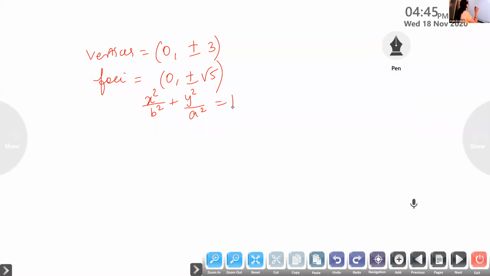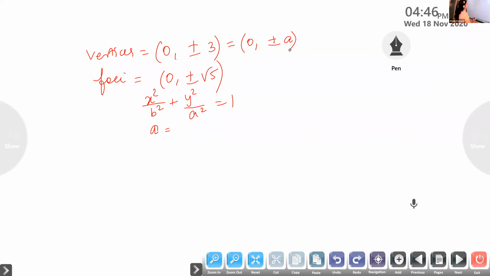Okay, Anuj, can you tell me what is the value of a? Ma'am, I got root 14. How will you get a as root 14? Vertices are given, isn't it? Vertices of the ellipse are given by (0, plus or minus a). So what is the value of a?